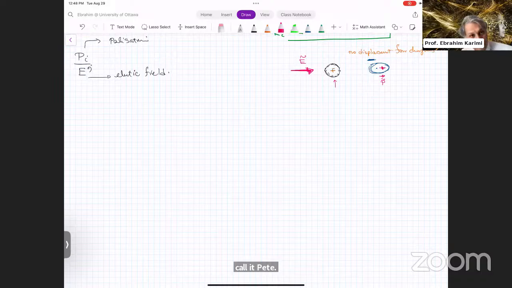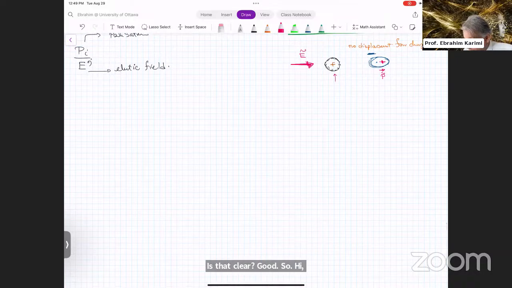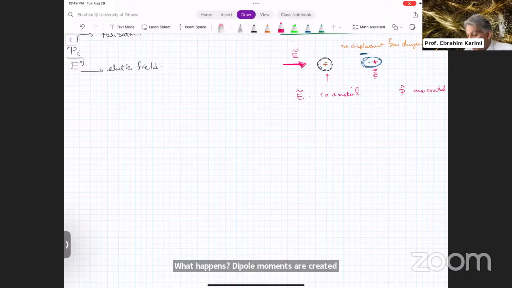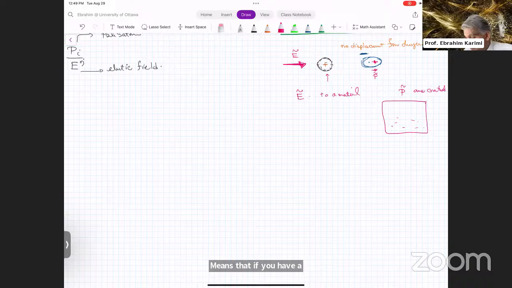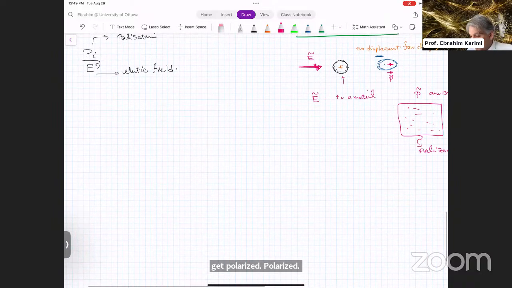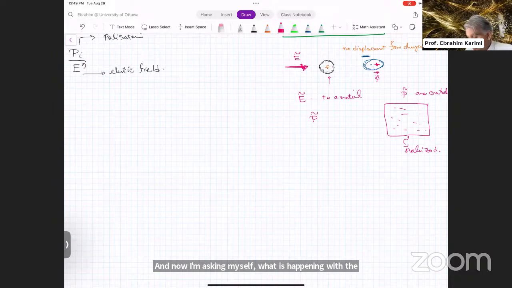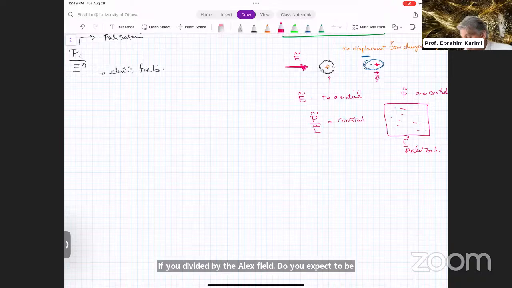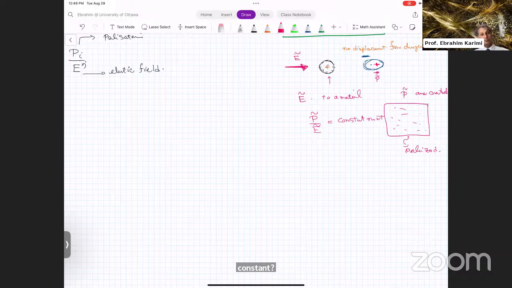Is that clear? Good. So as a consequence of applying an electric field to a material, dipole moments are created. That means if you have a material, this material will get polarized. And now I'm asking myself, what is happening with the polarization if you divide it by the electric field? Do you expect it to be a constant or not? That is my question, and that's the reason I have written it in this way.